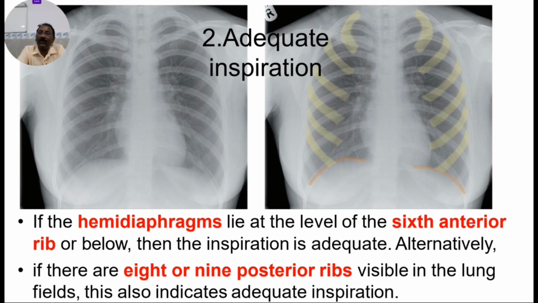So count from the posterior ribs again. Maybe the posterior rib here is the 9th or the 10th. So that is normal. If the hemidiaphragms lie at the level of the 6th anterior rib or below, then the inspiration is adequate. If 8 or 9 posterior ribs are visible in the lung fields, this also indicates adequate inspiration. So remember 5th to 7th anterior ribs and the 10th posterior rib. This is a good inspiratory fill.